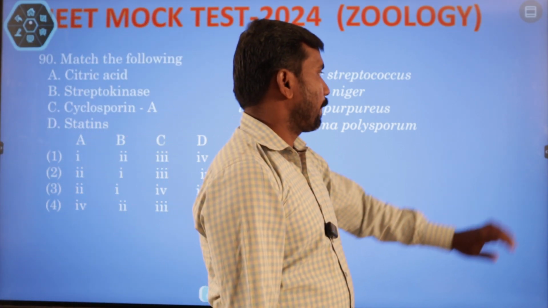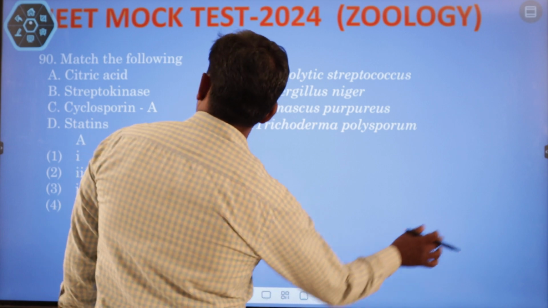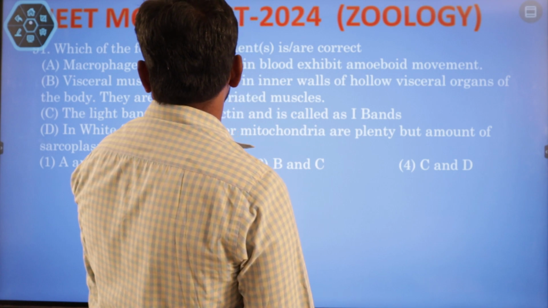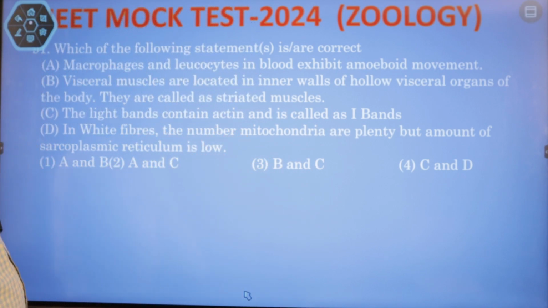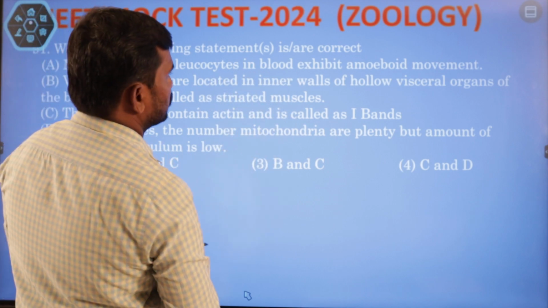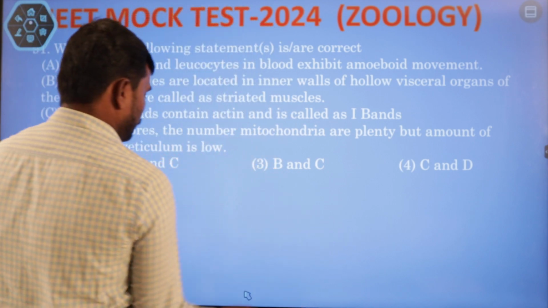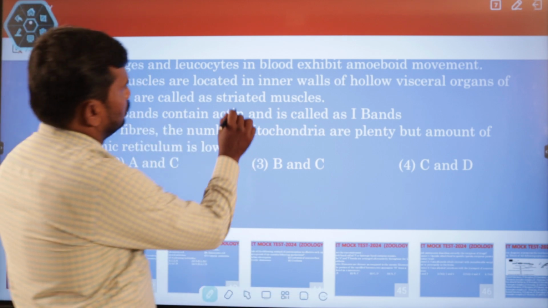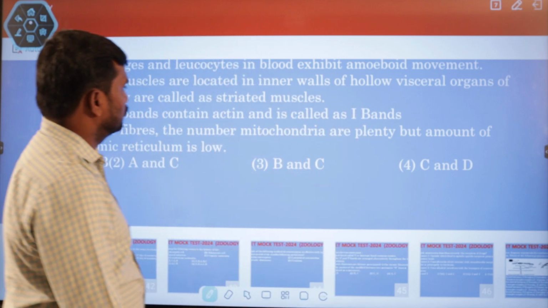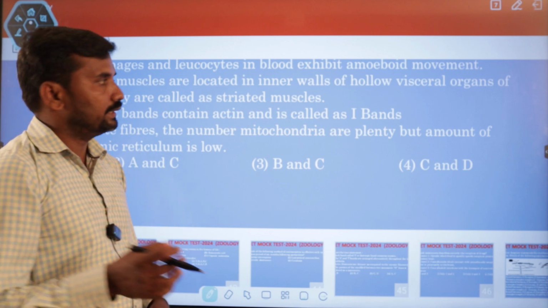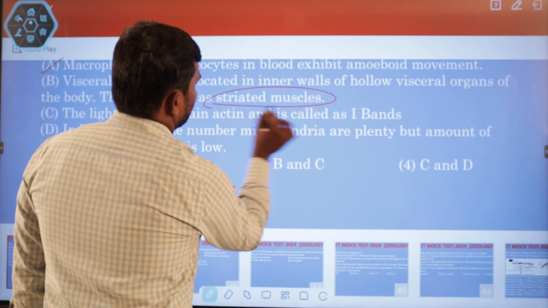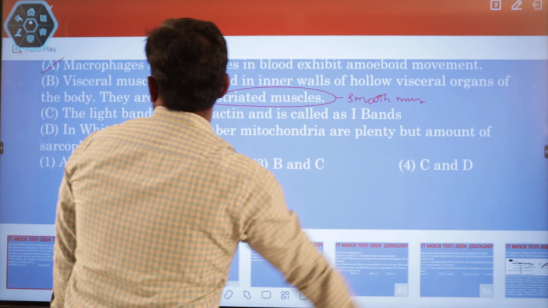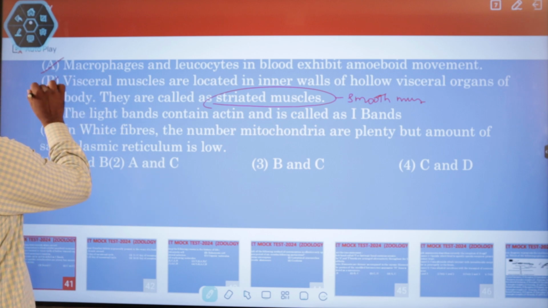Question number 91. Which of the following statements is correct? So, very well, this is a basic question. The macrophages as well as leukocytes exhibit amoeboid movement, which is the correct statement. But visceral muscles are located in the inner wall of the hollow organs of the body, which is correct; the viscera are inside, but it's not made up of striated muscle. This is mainly made up of smooth muscles. So this is the incorrect statement.